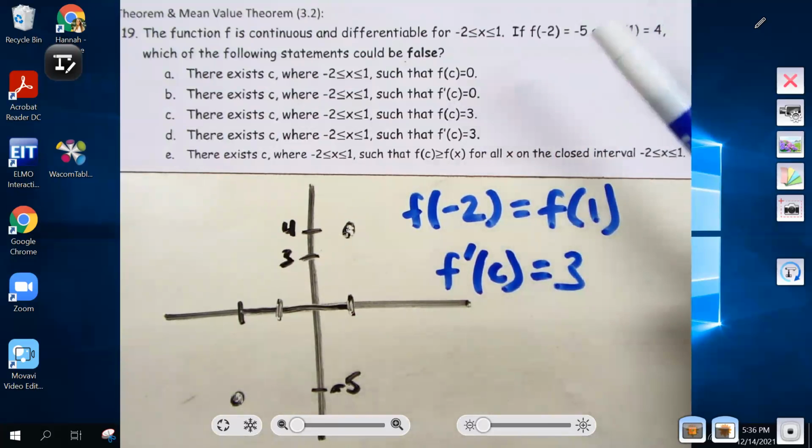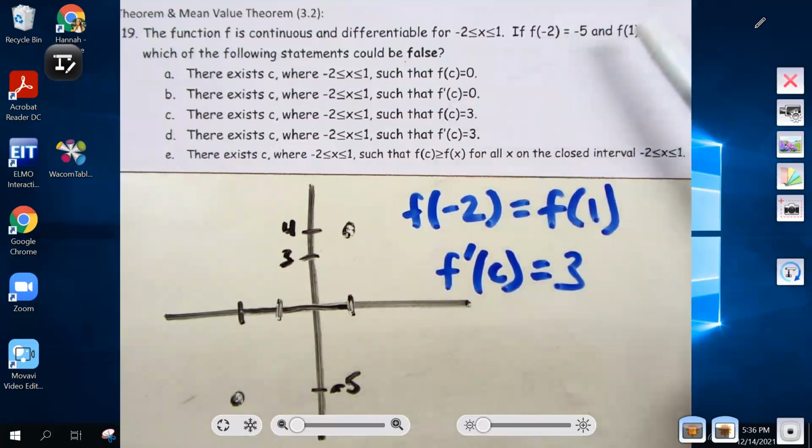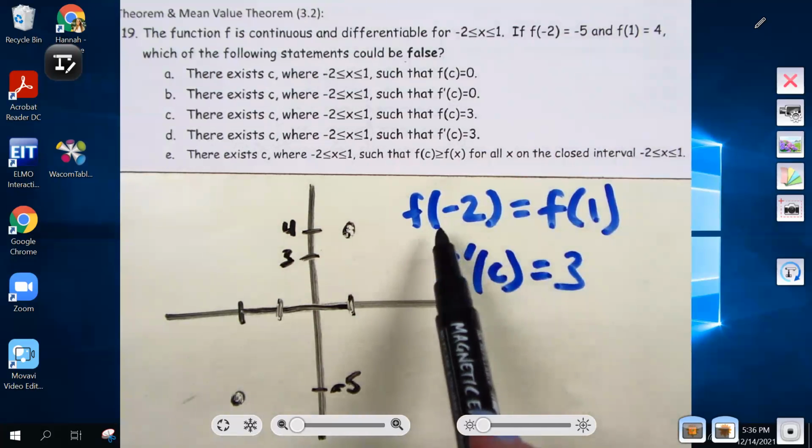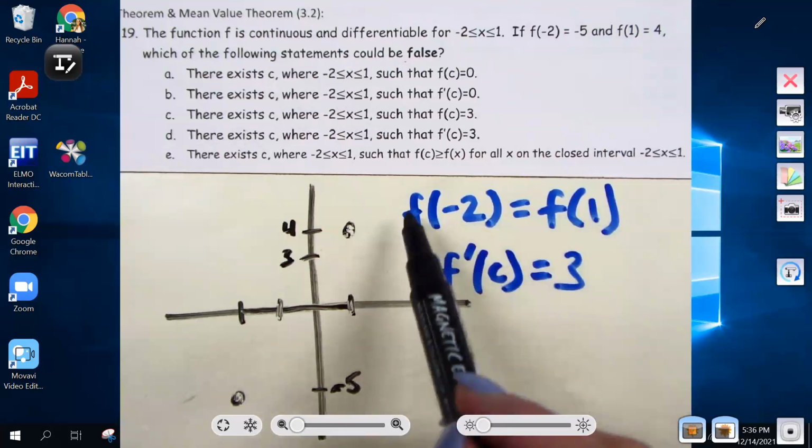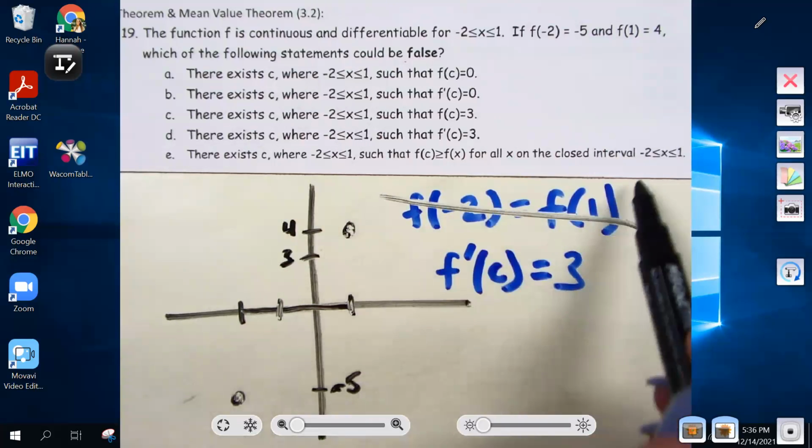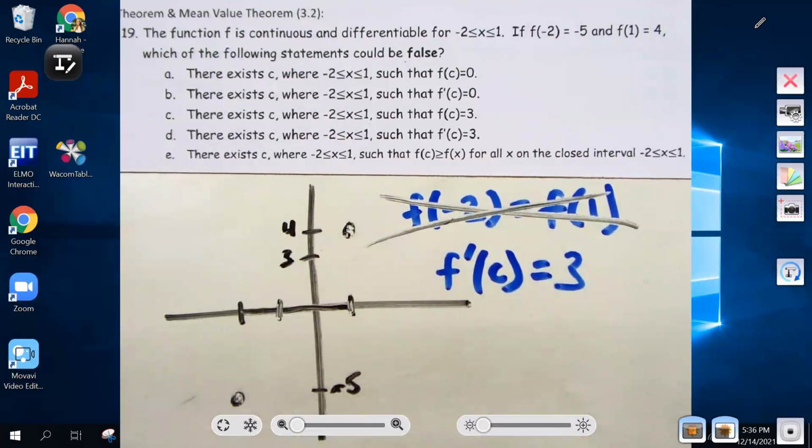But if we look at what we were given, f of -2 is -5 and f of 1 is 4. So the requirement in the mean value theorem that says those 2 y values must be equal in order for this to be true, in this case, is not met. So in my opinion, part D could be false. It's not saying that it is false, but we definitely can't say that it's true, because our function does not meet the requirements of the mean value theorem. So we can't use the mean value theorem to say that that is true. So it could be false.